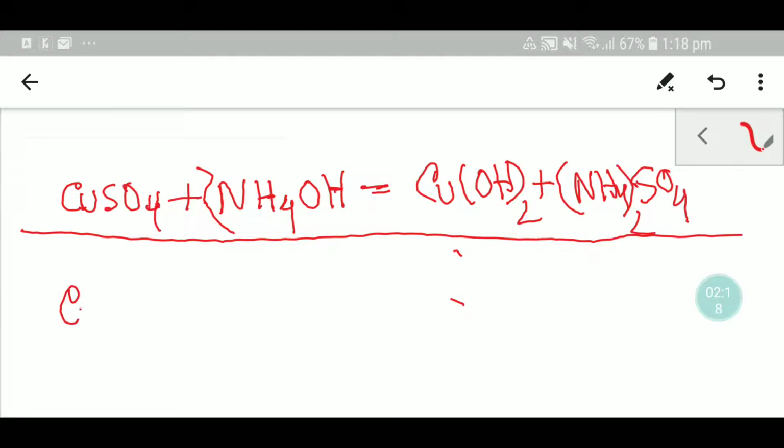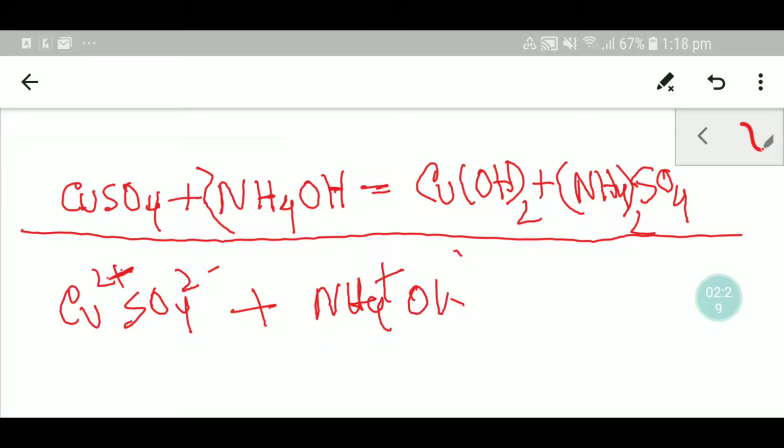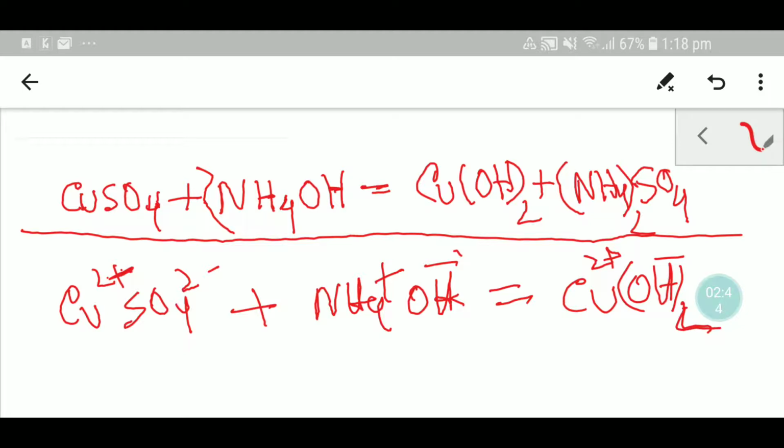Okay, you know that copper 2 plus, sulfate 2 minus, plus ammonium 1 plus, hydroxide 1 minus, right? So this copper plus will go with negative, that is copper hydroxide 2 plus. To balance I can give subscript 2, right?